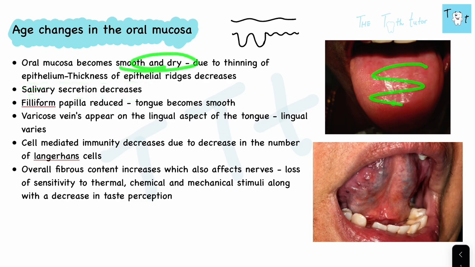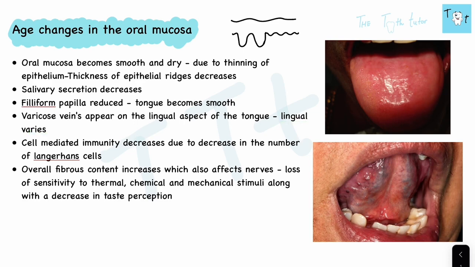You can see this tongue that is very dry and very smooth, and the filiform papilla reduces. So because of this, the tongue becomes smooth. You can also see some varicose veins. They are normally visible, but they become more prominent. These are the varicose veins, and they appear on the ventral surface of the tongue. This is called lingual varices.